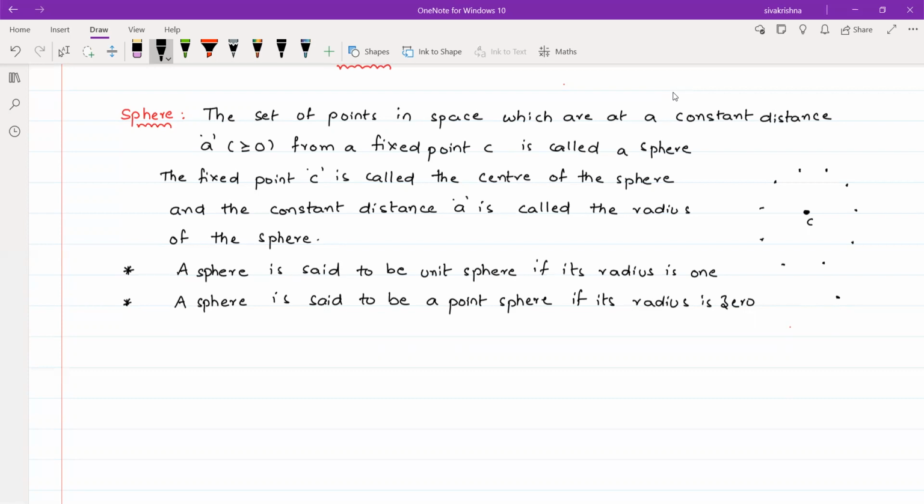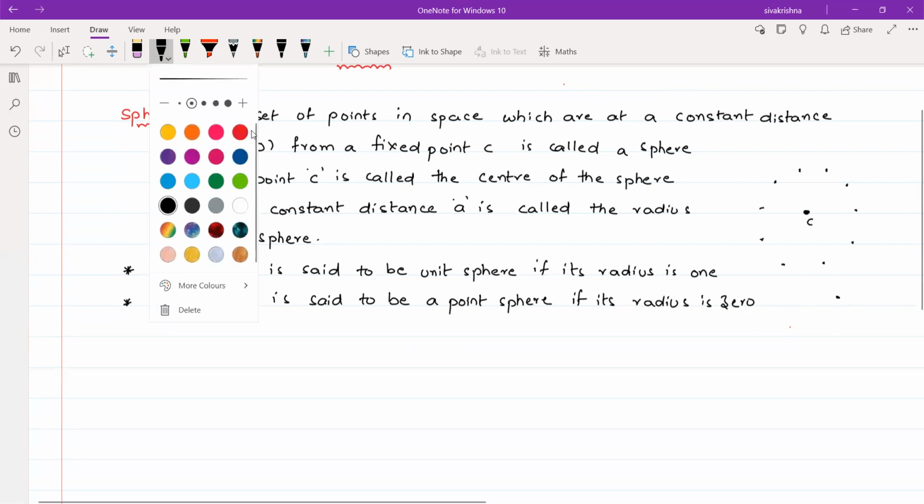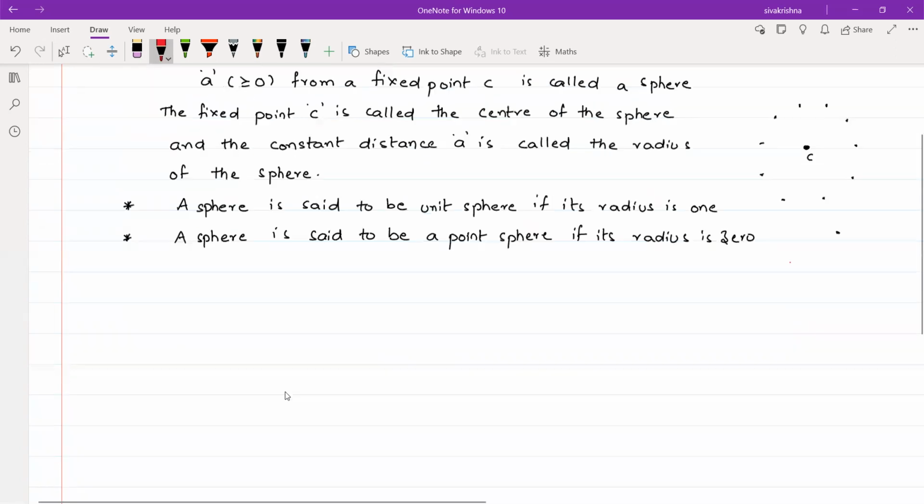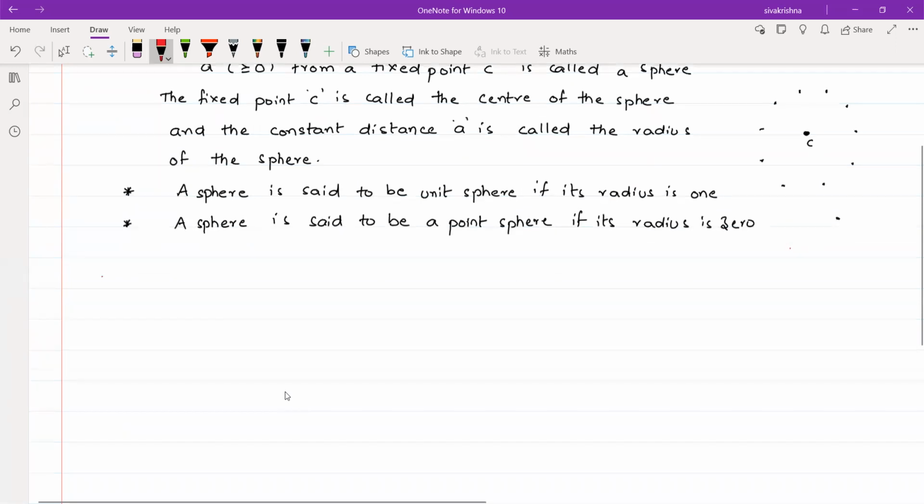Next, so note points. I want to discuss some note points regarding spheres. So note down the first one.